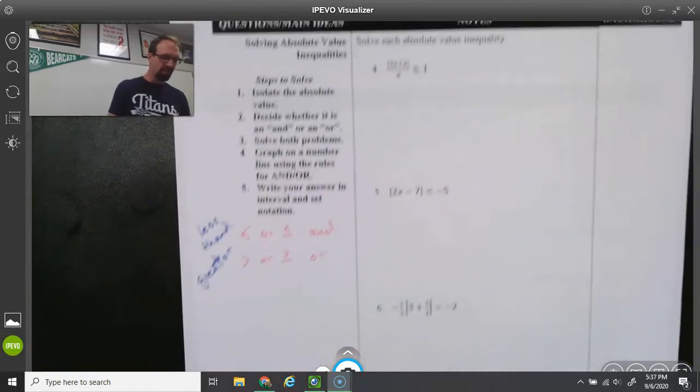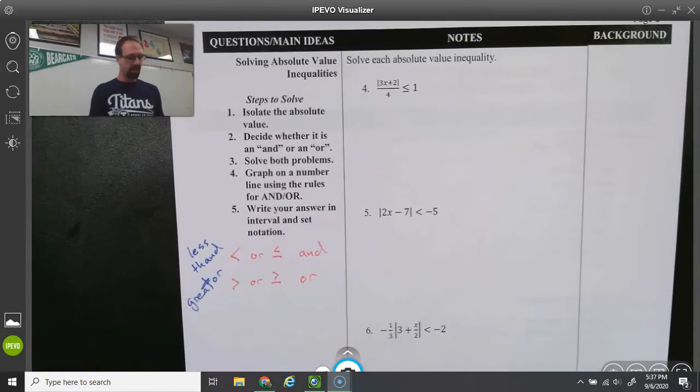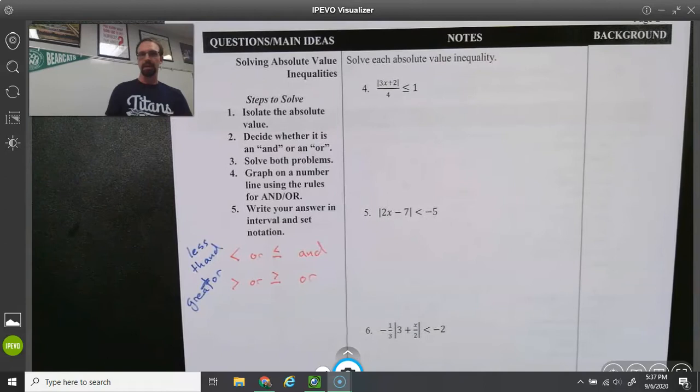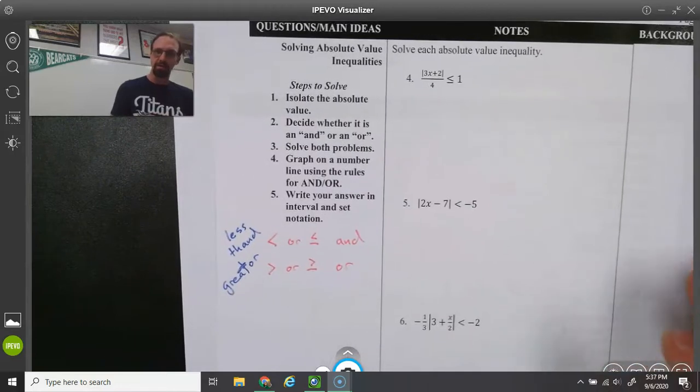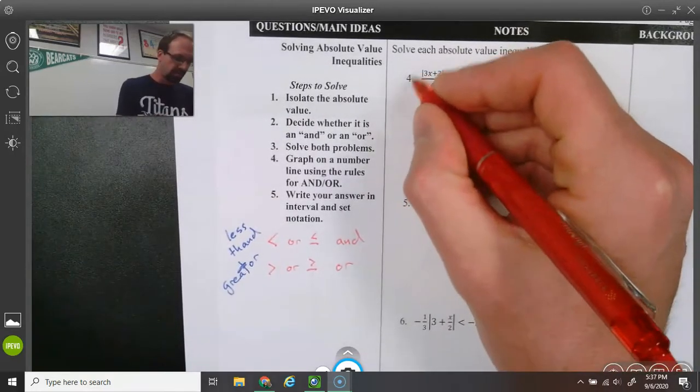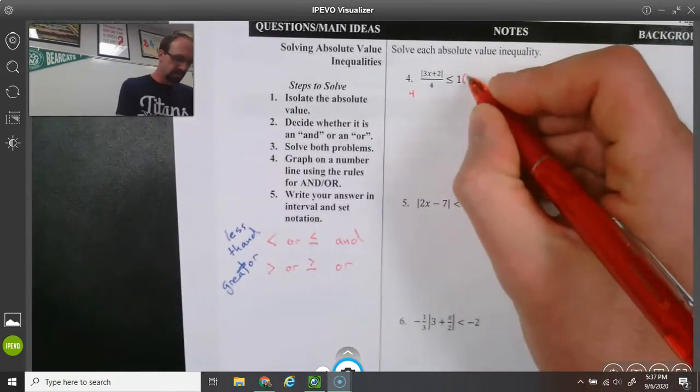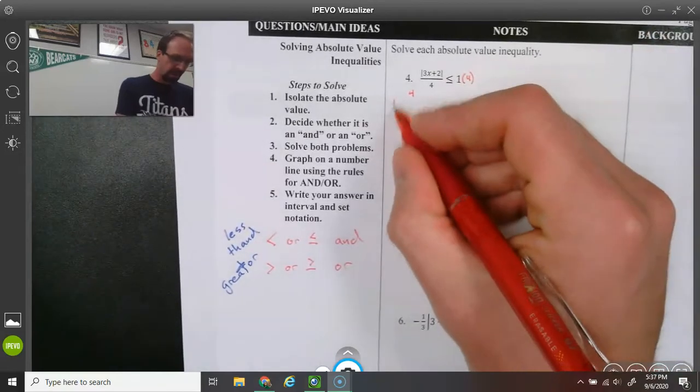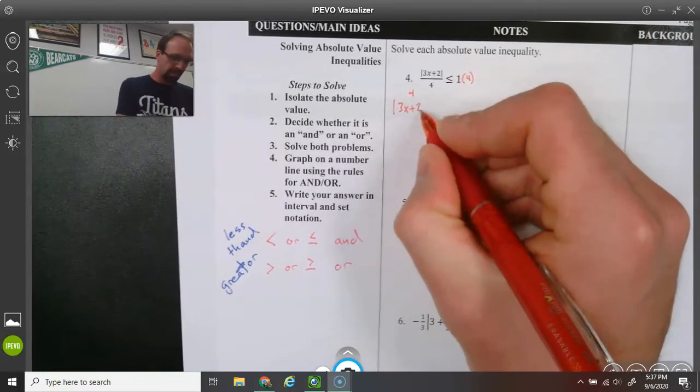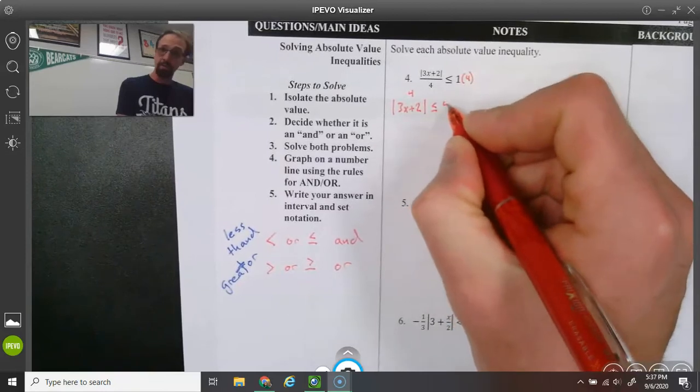So jumping into number 4, solving this, knowing that this is a less than inequality, we're going to be following the less than rules as we solve this. One of the things I want to do first is isolate the absolute value. So we're going to multiply both sides by 4. So I get the absolute value of 3x plus 2 is less than or equal to 4.